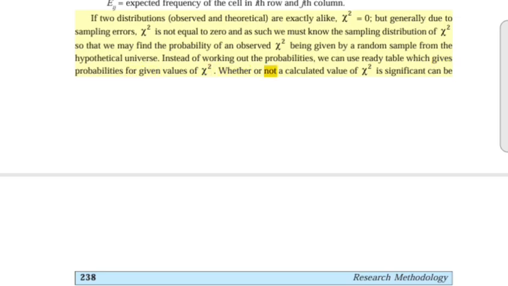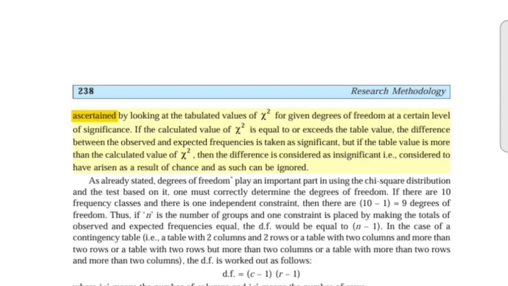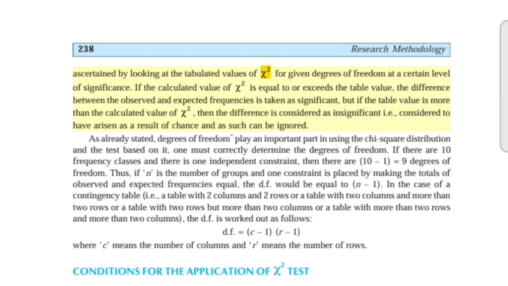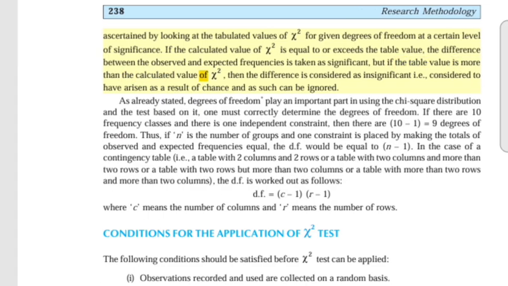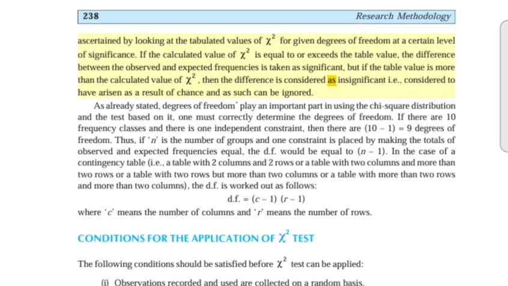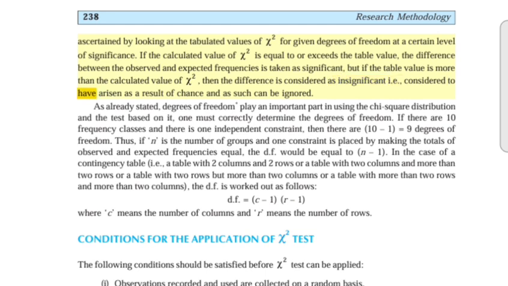Whether or not a calculated value of chi2 is significant can be ascertained by looking at the tabulated values of chi2 for given degrees of freedom at a certain level of significance. If the calculated value of chi2 is equal to or exceeds the table value, the difference between the observed and expected frequencies is taken as significant. But if the table value is more than the calculated value of chi2, then the difference is considered as insignificant, i.e., considered to have arisen as a result of chance, and as such can be ignored.